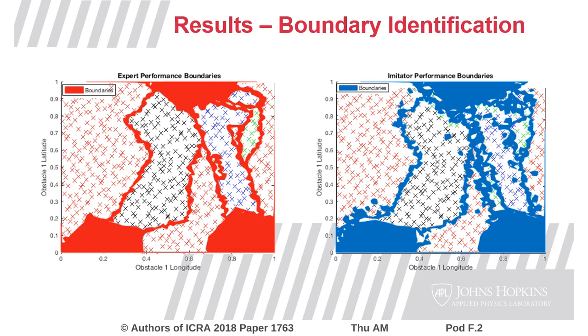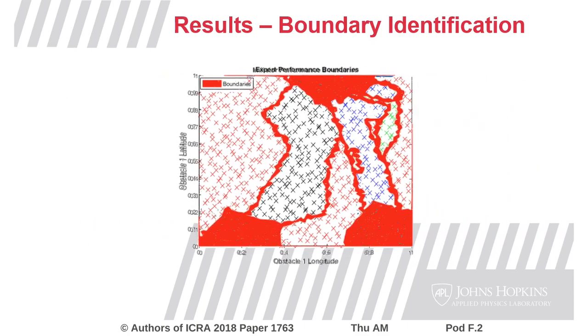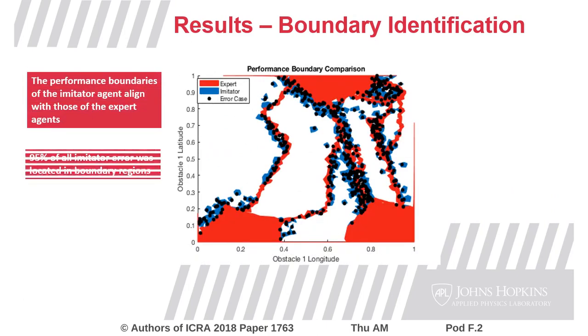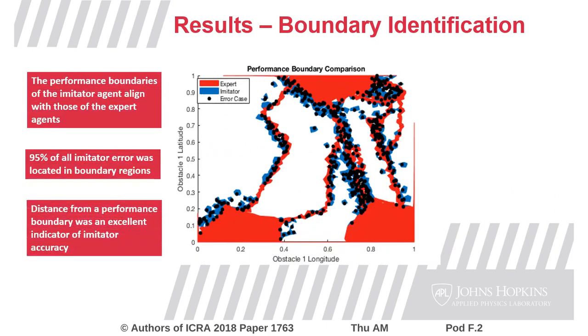Here we have the results of running both the expert and imitator against a 2D testing space. If you compare the performance boundaries of the agents, you can immediately see that they coincide, indicating the scenarios generated by the imitator will be sufficiently accurate to test the expert system. Not only that, but we can estimate the accuracy of the imitator's behaviors by using boundary distance, as all the error areas are concentrated in the boundary region.